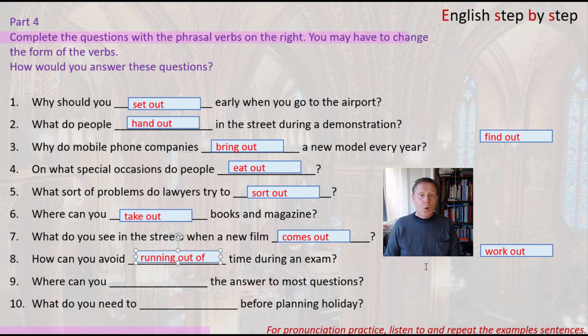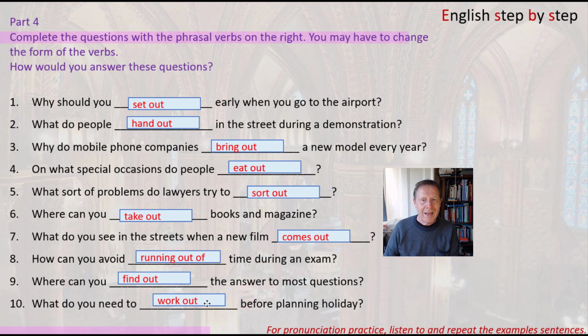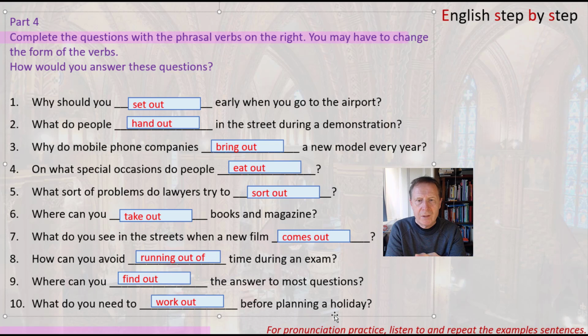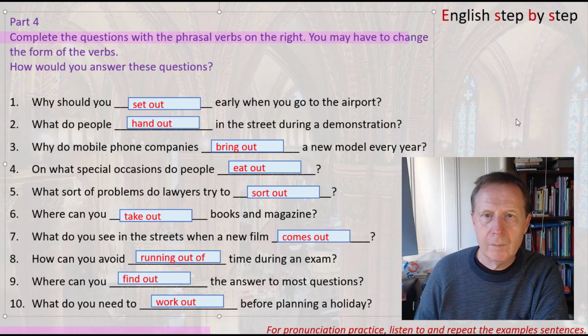Number 9. Where can you something the answer to most questions? Well, if you're talking about an answer, you can talk about finding out an answer. So where can you find out the answer to most questions? Number 10. What do you need to work out before planning a holiday? Well, let's put a holiday. So that means calculate before planning a holiday. So there you have the phrasal verbs completing the questions.